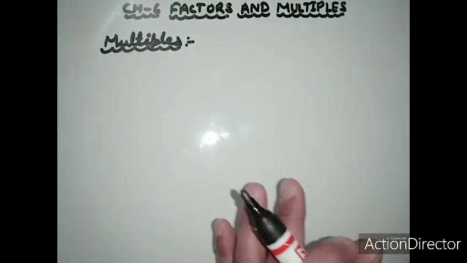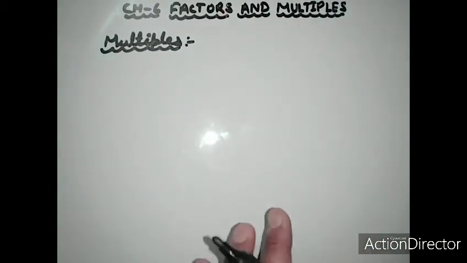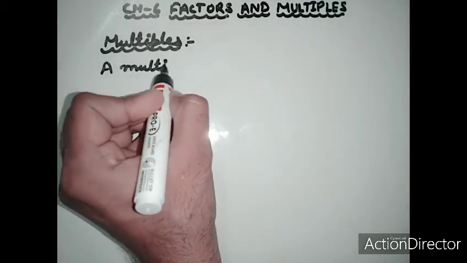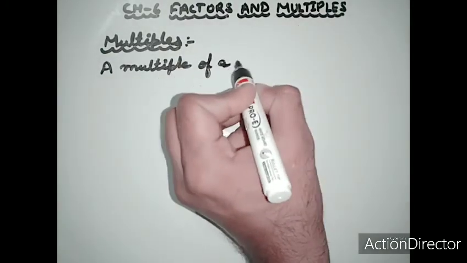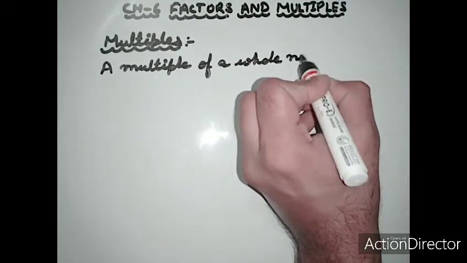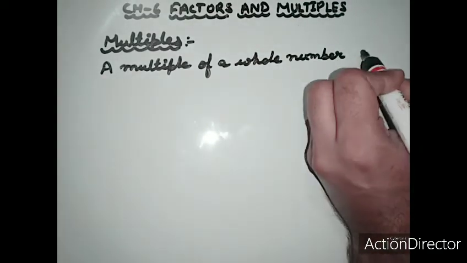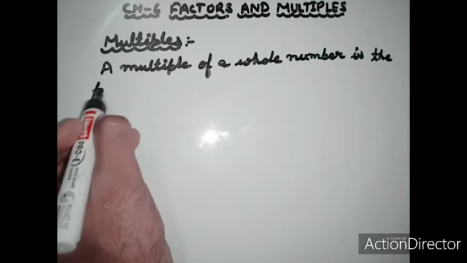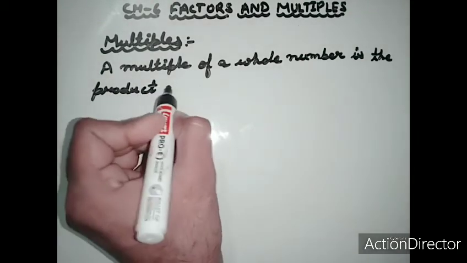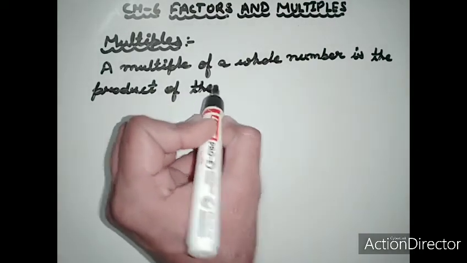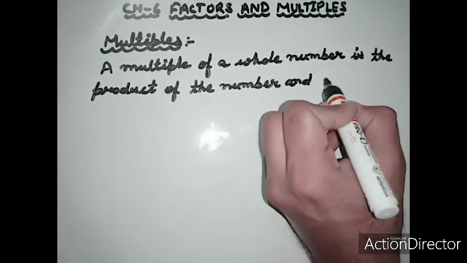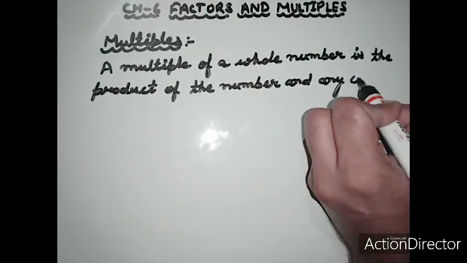Now here we write the definition of multiple. A multiple of a whole number is the product of the number and any counting number, right?